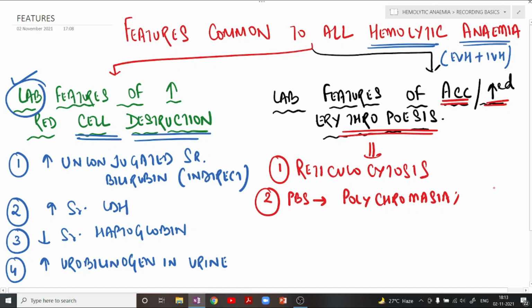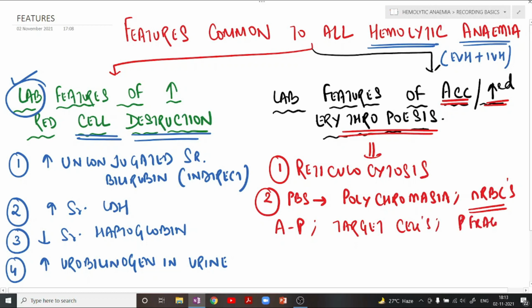Let me write it down. I will show you with the help of an image so you will understand better. Increased amount of nucleated RBCs. There will be anisopoikilocytosis. Anisocytosis means difference in RBC size. Poikilocytosis means differences in RBC shape. Anisopoikilocytosis means difference in RBC size and shape. Certain target cells you will see, and you will see fragmented or broken down RBCs. Fragmented RBCs in the PBS are also called schistocytes.